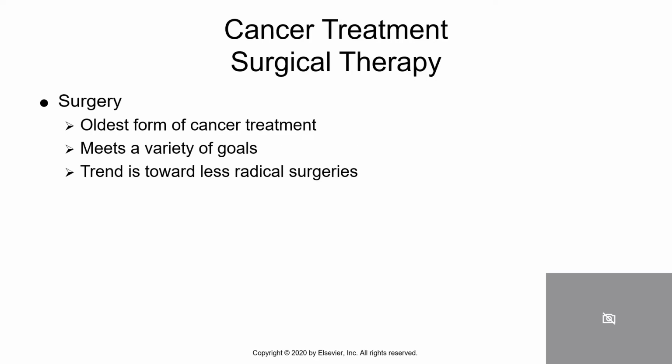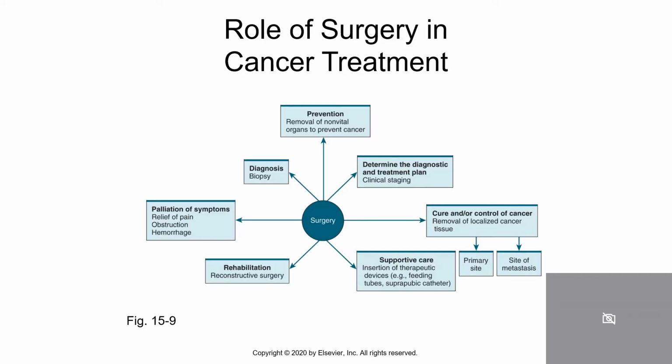And then we have surgical therapy or surgical treatment, which is the oldest form of cancer treatment, and it's able to meet a variety of different types of goals, with the trend now being more pushing towards less radical surgeries than in the past. So the role of surgery for cancer treatment has many different pathways. It could be preventative, it could be diagnostic, it could be palliative, rehabilitative. So there's many different roles, which this slide kind of details for you.